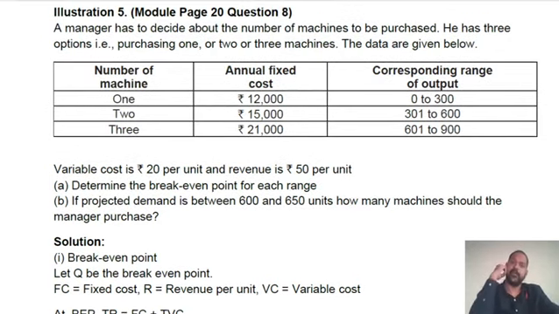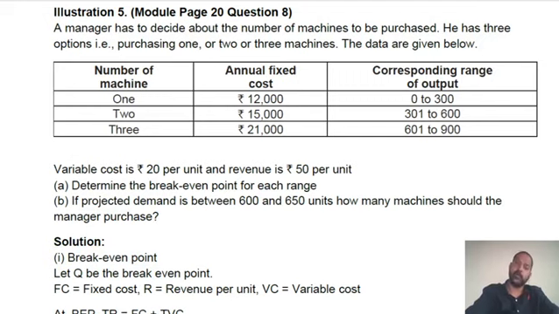The question says, a manager has to decide about the number of machines to be purchased. He has 3 options, that is purchasing 1, 2 or 3 machines. So see, here the manager has a choice between purchasing either 1, 2 or 3 machines. Okay, what do you need my help with? Well, it says that if I buy 1 machine, it has an annual fixed cost of 12,000 units and the corresponding range of production is 0 to 300 units.